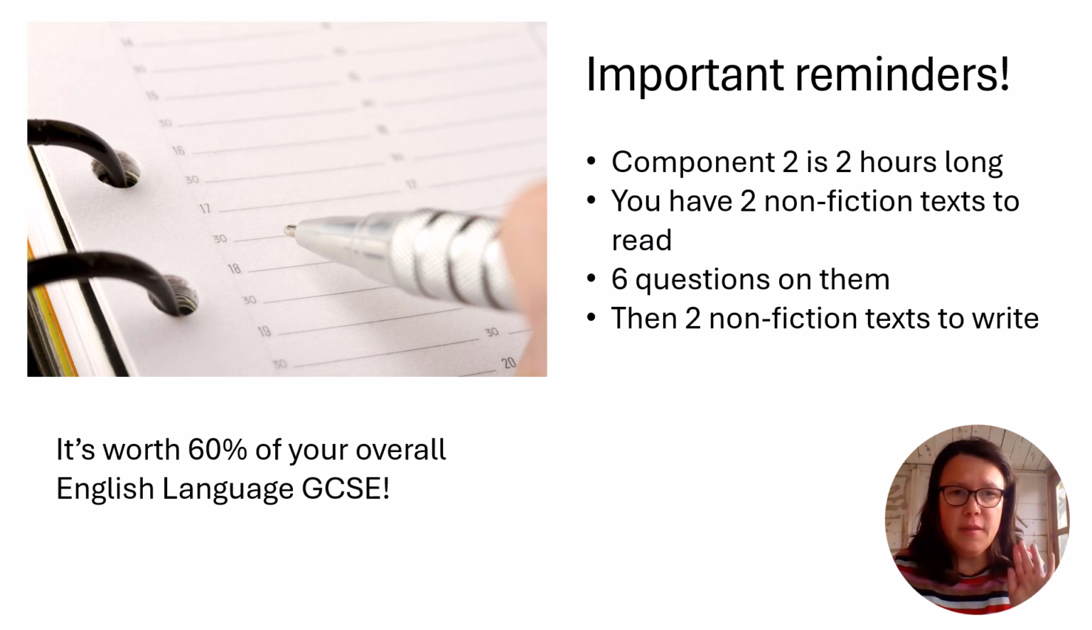So, big reminder, this paper is 2 hours long. You have 2 non-fiction texts to read, 6 questions on them in total, and then 2 non-fiction texts to write. There's a lot to do. Also, this paper is worth 60% of your overall GCSE grade because it is weighted more strongly. The reason we love that is because this paper is more concrete. Yes, there is a lot of questions to answer, but as you'll see as we go through the reading section, it is more tangible, it makes more sense, it is easier to do the exam methodology in the exam hall.